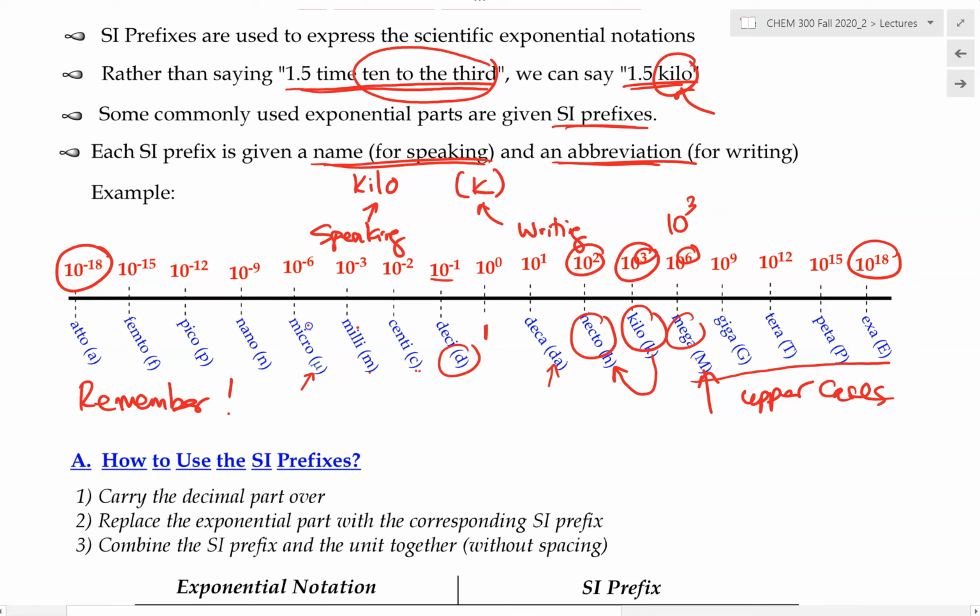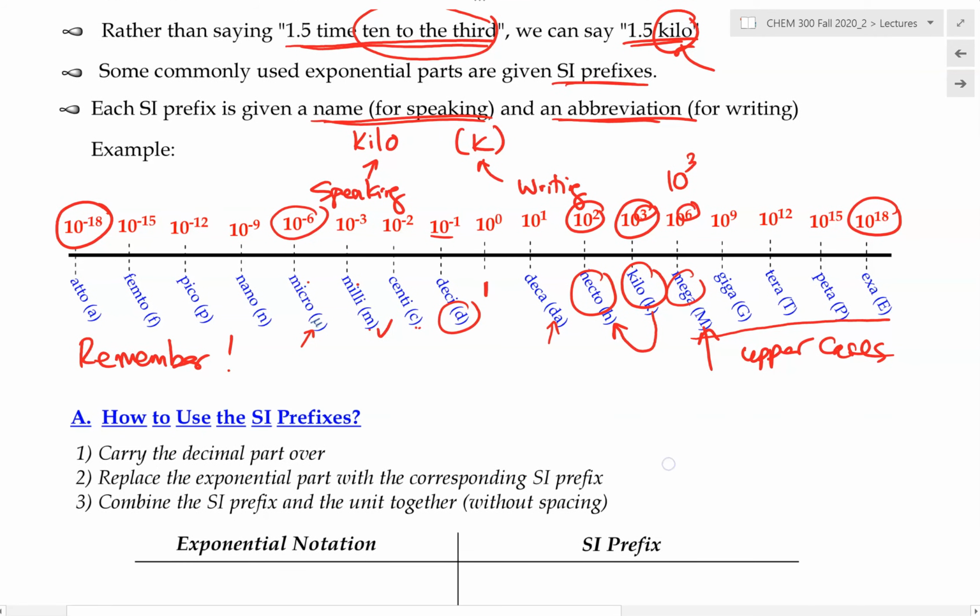Between milli and micro, which one would be bigger? And the answer would be milli. Milli is 10 to the negative third, which is 1,000 times bigger than micro, which is 10 to the negative 6. Okay, so make sure you are familiar with this. And again, please be aware that we're working with negative exponents. The bigger the value, the smaller it would be.